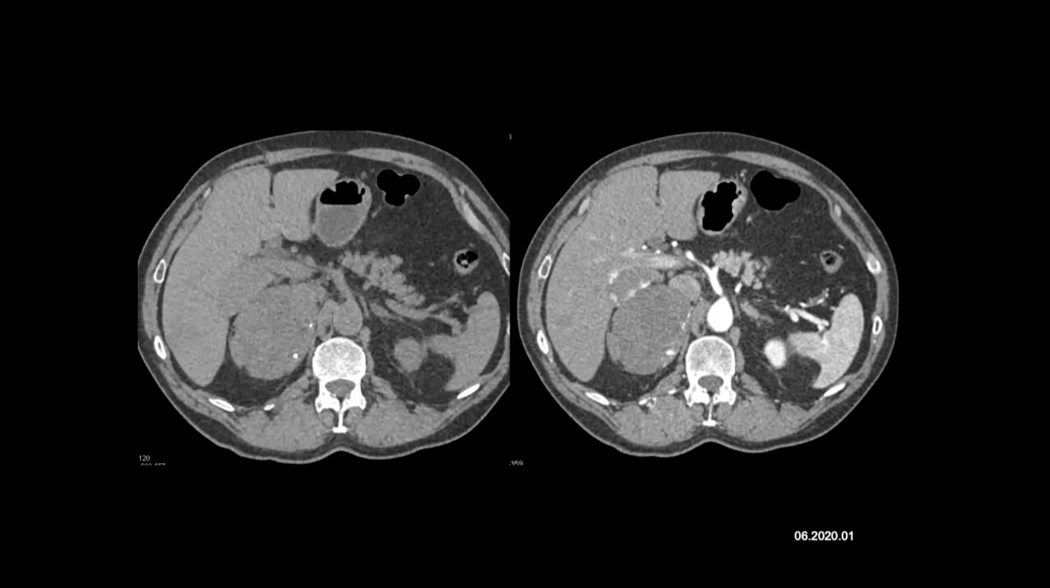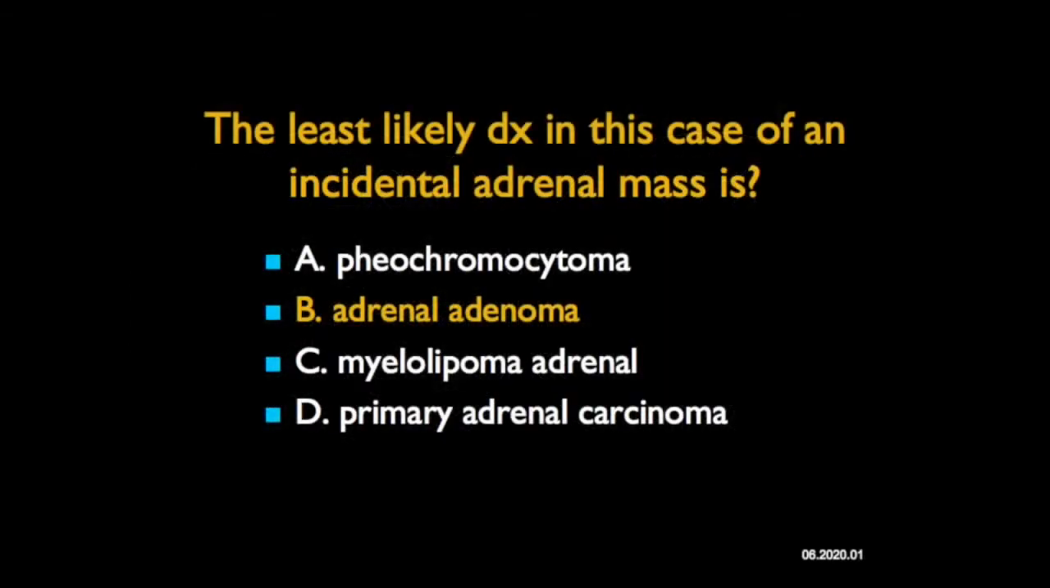This patient had surgery. This was an adrenal adenoma. Again, I just want to make the point that sometimes adrenal adenomas are large and they don't look like adrenal adenomas, so you're just not going to be right.